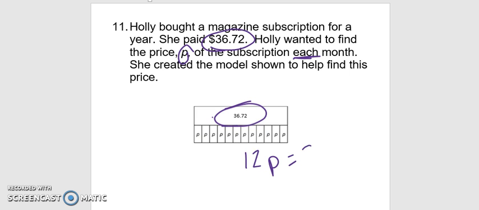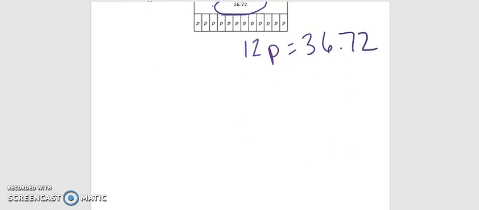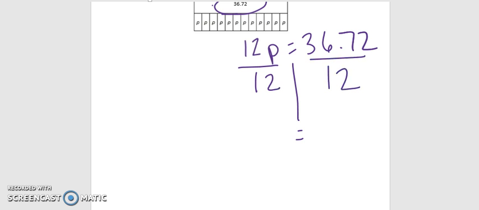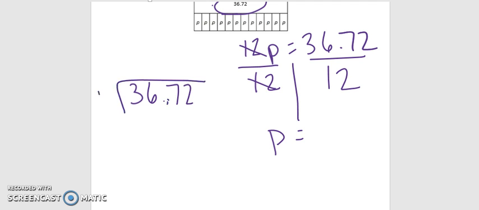So to find the answer, it would be 12p is equal to $36.72. And the operation happening with the variable p is multiplication. The inverse is division, so I would divide both sides by 12. 12 divided by 12 is 1, so I'm left with p. Then I need to divide $36.72 by 12.